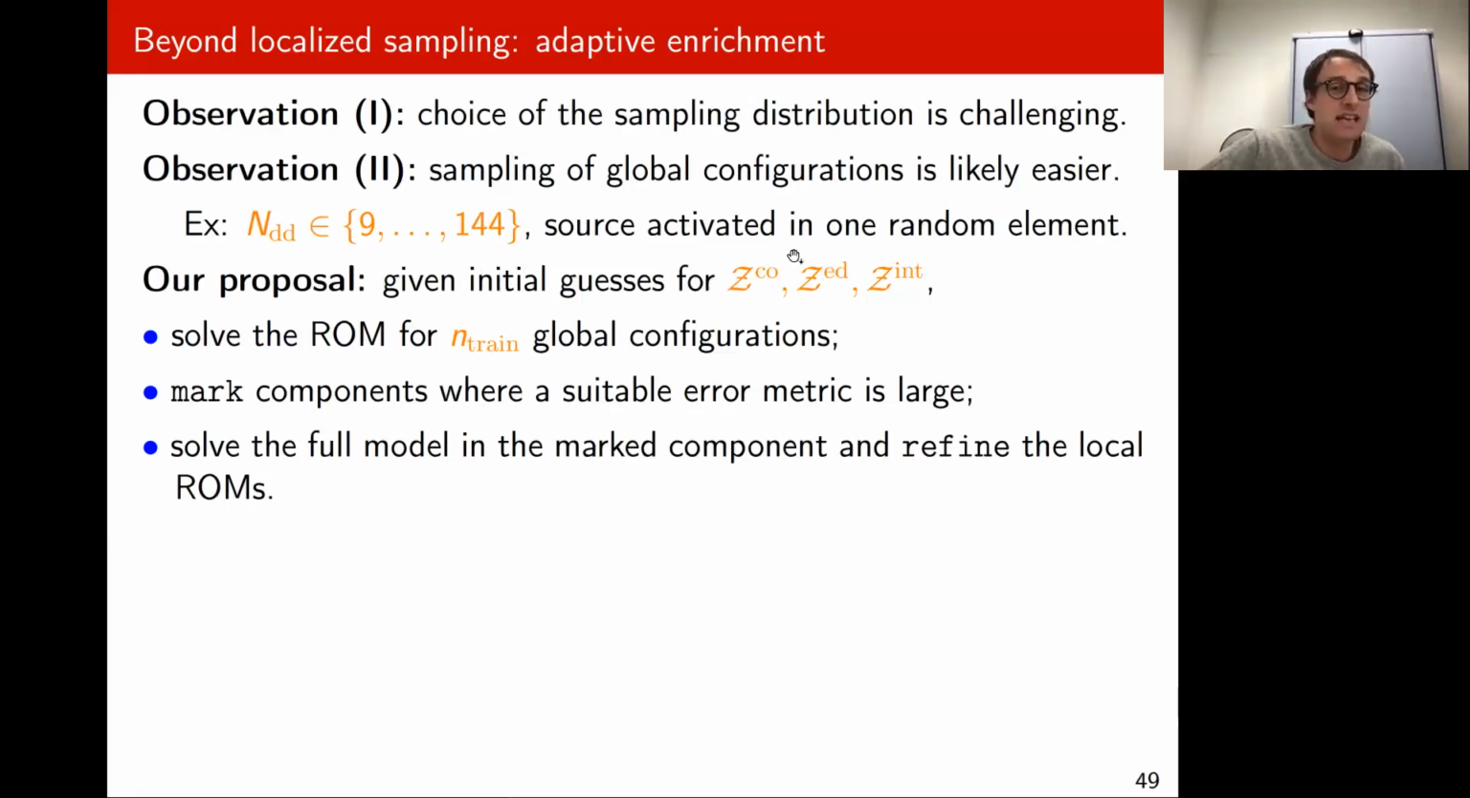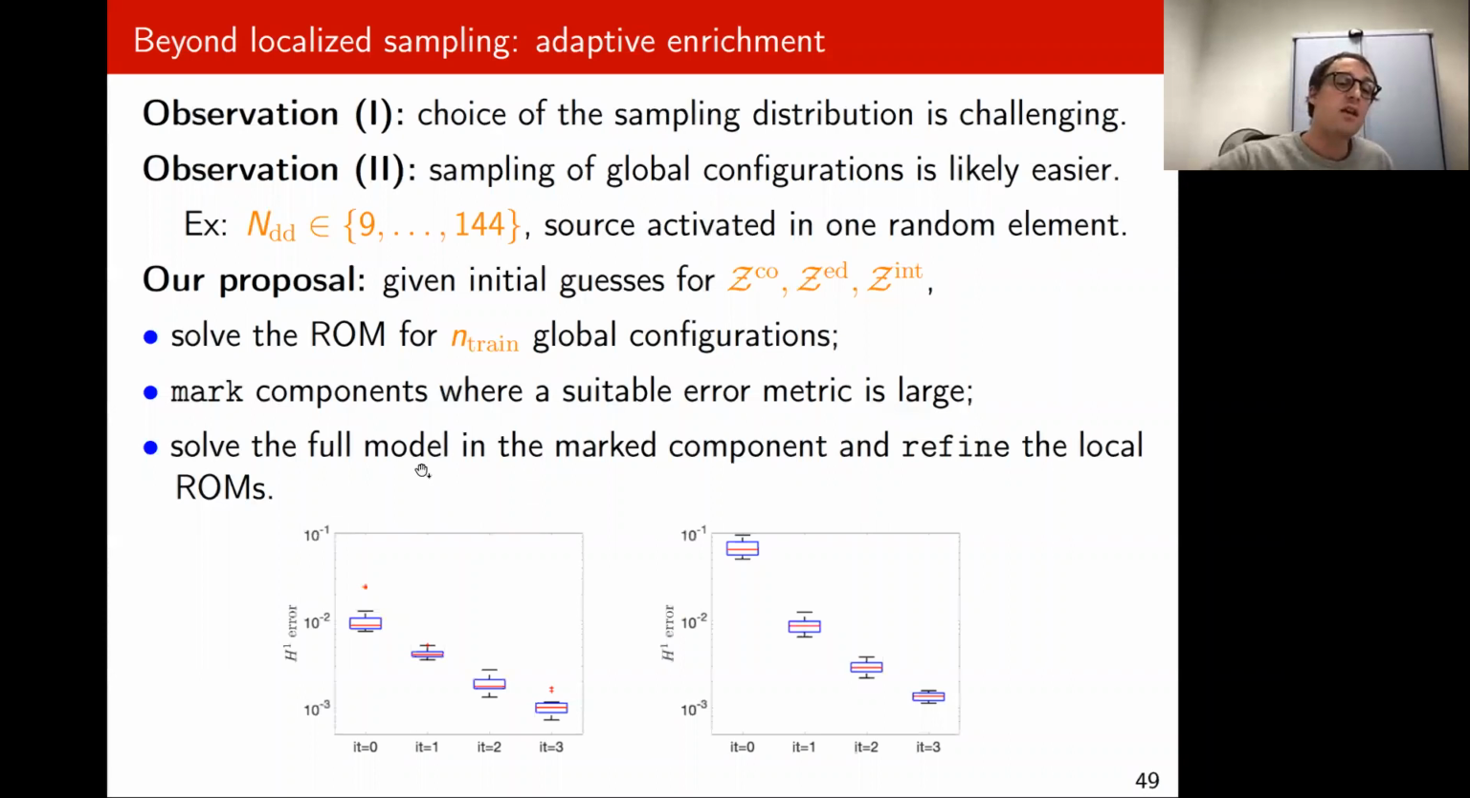So the idea could be that given initial guesses for our space, we may solve the reduced order model for the entire global configurations. We can mark components where a suitable error metric is large, and then we can solve the full model in the marked components based on boundary conditions coming from the other components, and then refine the local reduced order model. Okay. If you're familiar with mesh adaptation, you see that this is a standard mark-and-refine paradigm, but applied in the context of component-based model reduction.